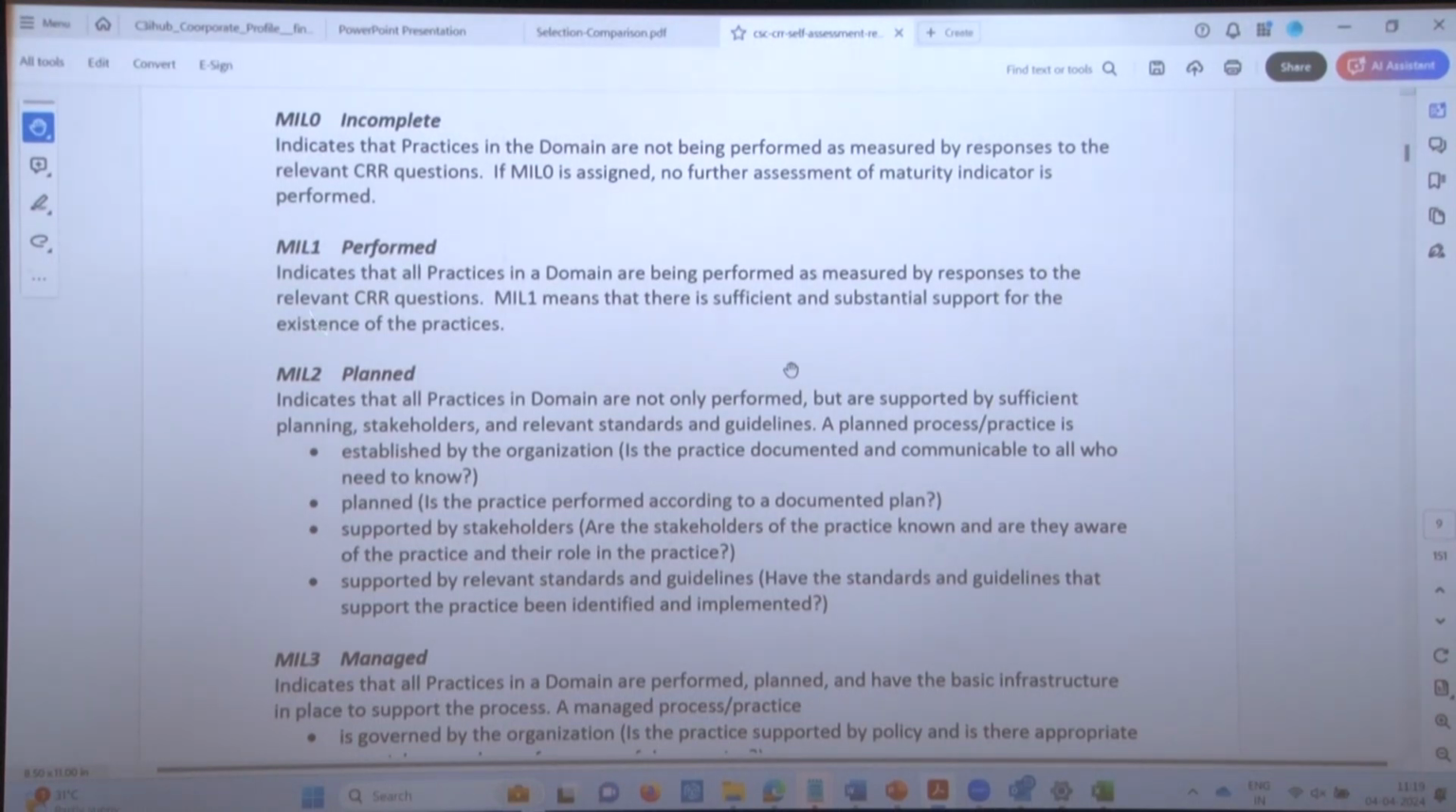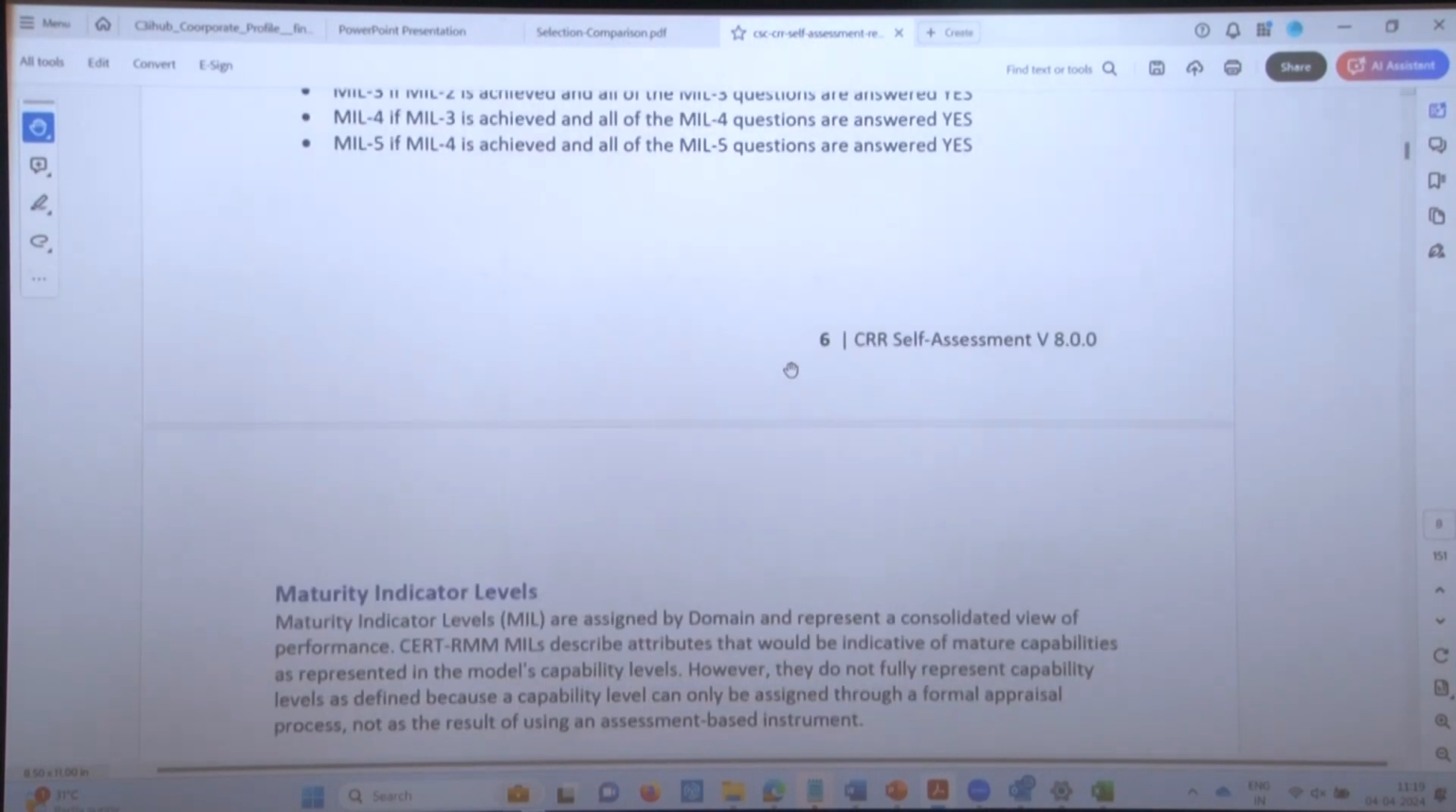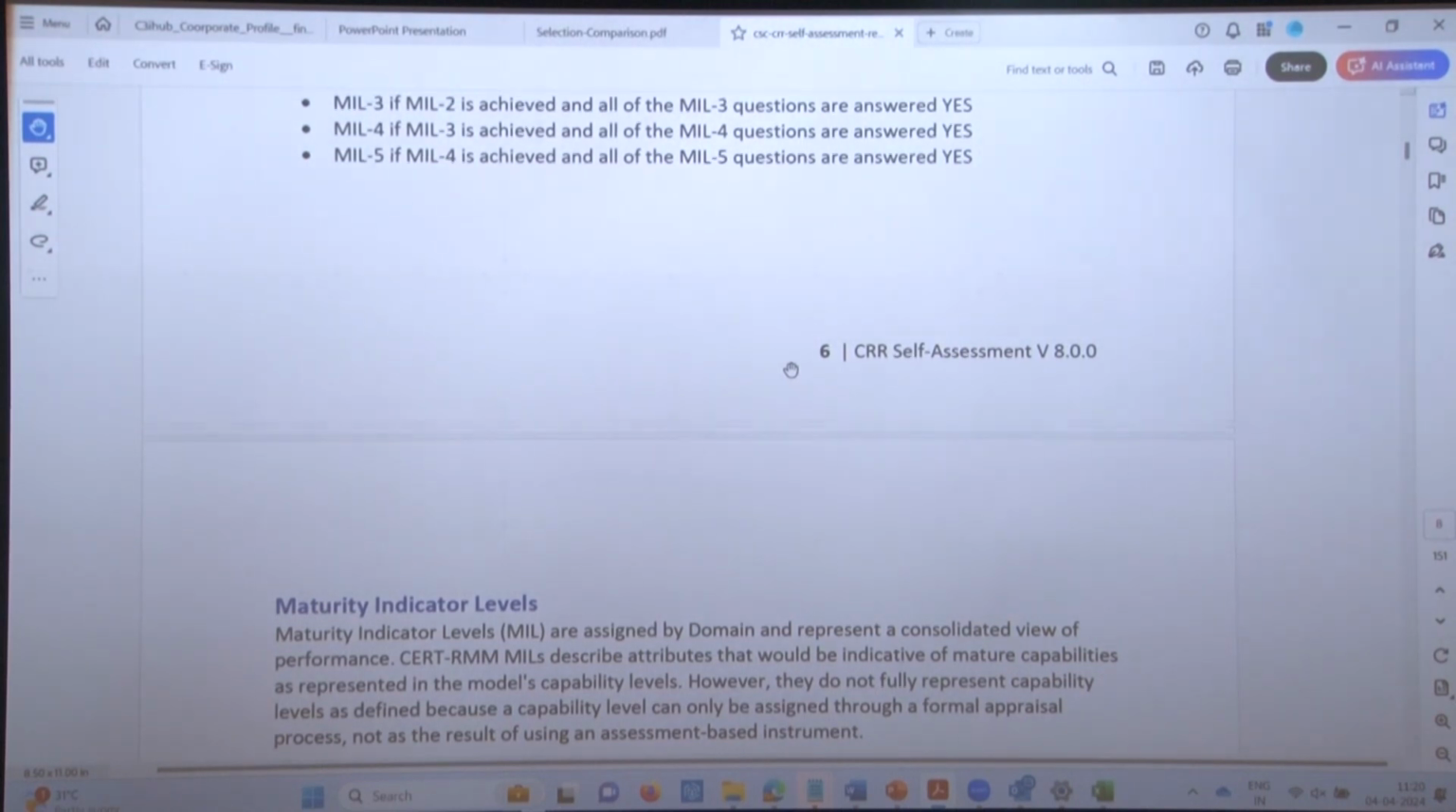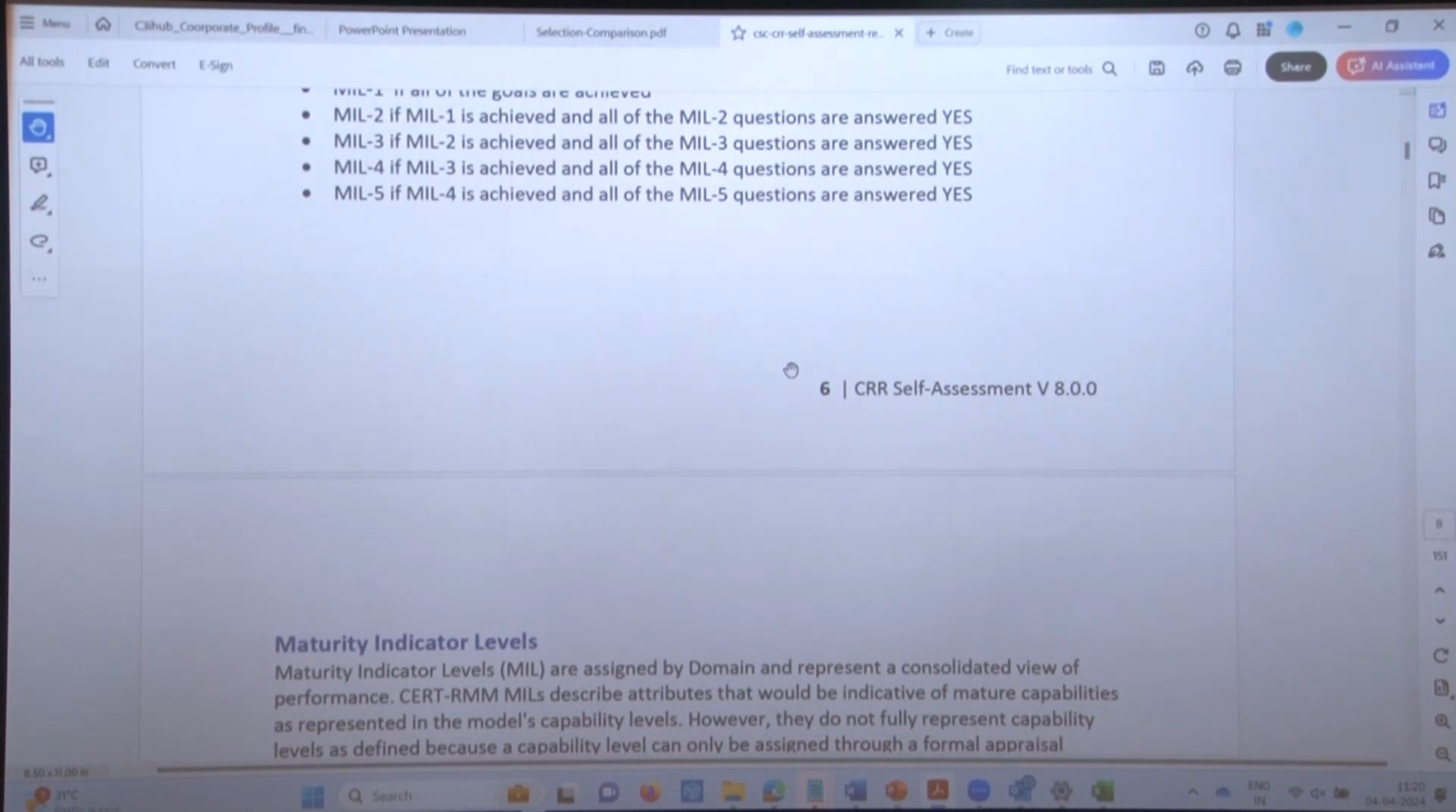Now, if all goals are achieved in a particular domain, then we say that domain is performed, that is, I am performing the practices as required to achieve the goals. Now, MIL 2 is called planned. Remember that to get to MIL 2, I have to answer certain questions on top of MIL 1. MIL 1 means performed, and then some additional questions.